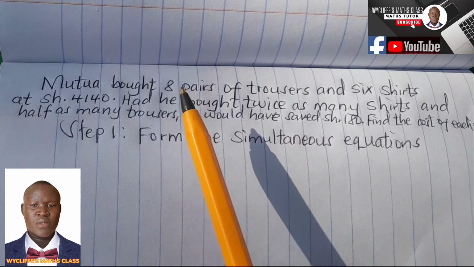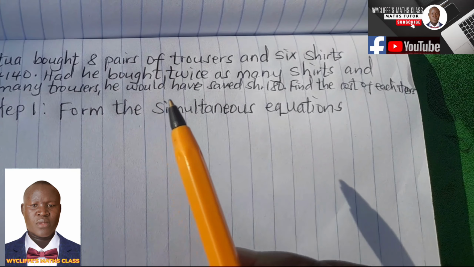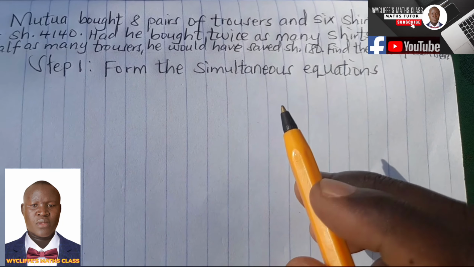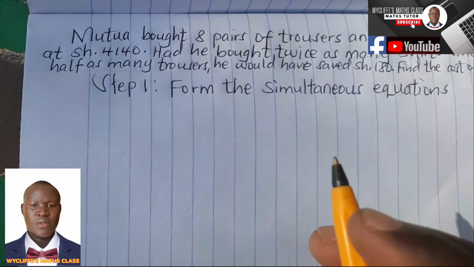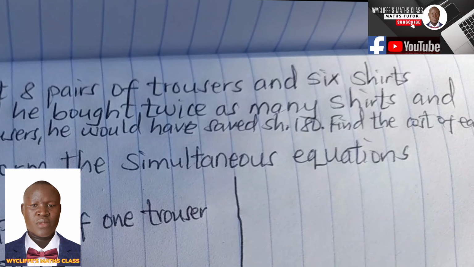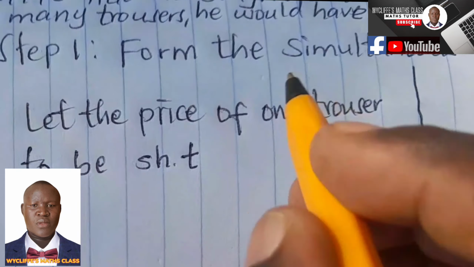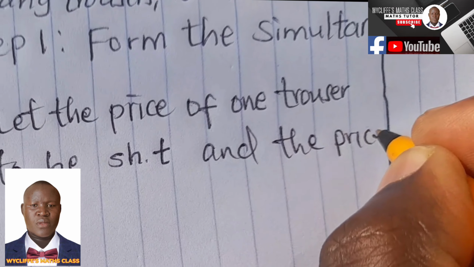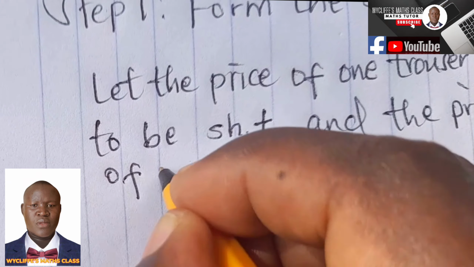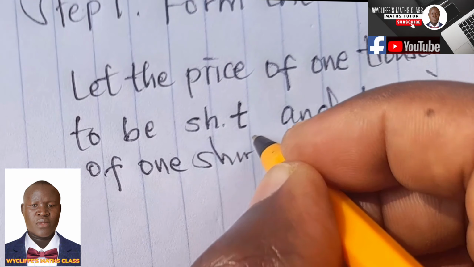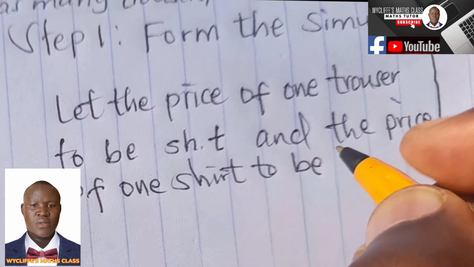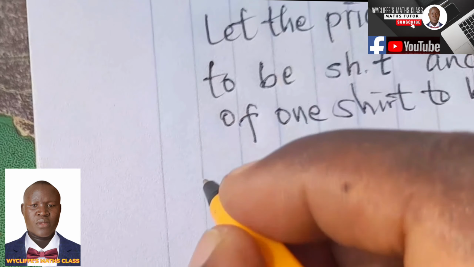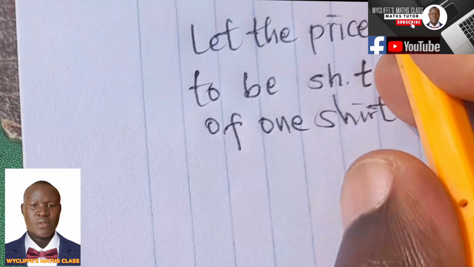So the first part of the question says, Mutua bought 8 pairs of trousers and 6 shirts at shillings 4,140. What we are going to do here, we will say, let the price of one trouser to be shillings T and the price of one shirt to be shillings S.